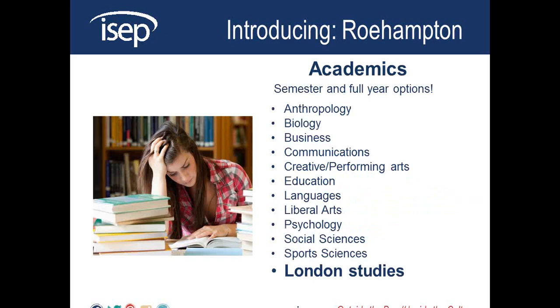Roehampton is going to be offering classes by the semester, which is great news. It's a lot easier for U.S. students to work with. And they will be offering quite the range of subjects: anthropology, biological sciences, business, communications, creative and performing arts, education, languages, liberal arts, psychology, social sciences, sports sciences, and lastly, London Studies. London Studies is a unique program to Roehampton.